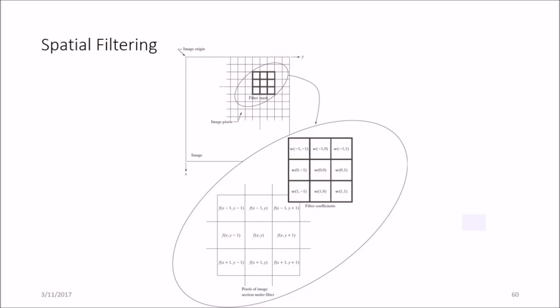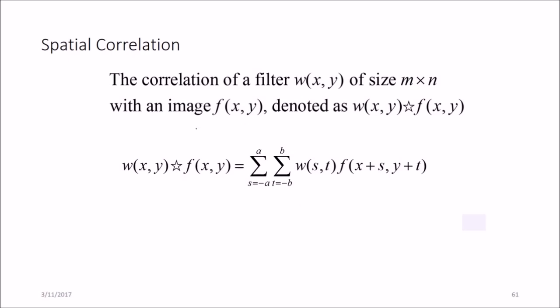So this is the filter mask we apply, and this filter mask, which is applied on the whole image, has certain weights. These are the positions. If this is w(0,0), then these are the respective positions. The weight will be reflected here after performing the weighting operation. These are the pixels of the image section under the filter, which has come from this part. Then the spatial correlation: the correlation of a filter w(x,y) of size m by n with an image f(x,y) is denoted by w(x,y) star f(x,y). It is nothing but the sum from minus a to a and minus b to b of w(s,t) f(x plus s, y plus t).